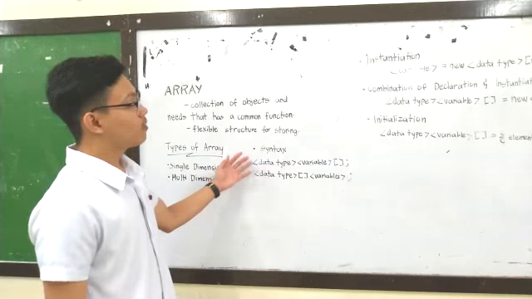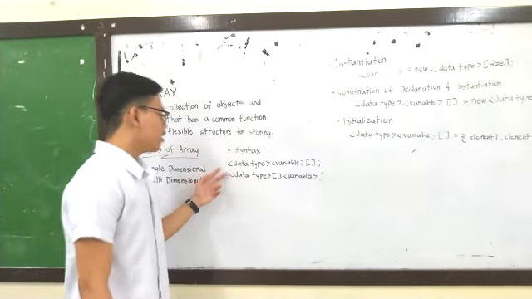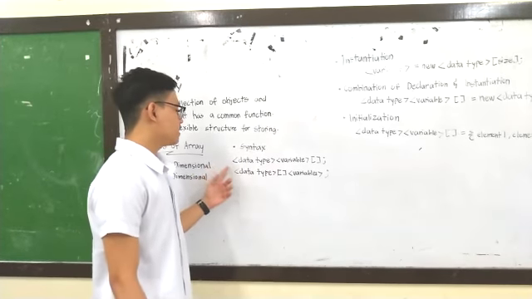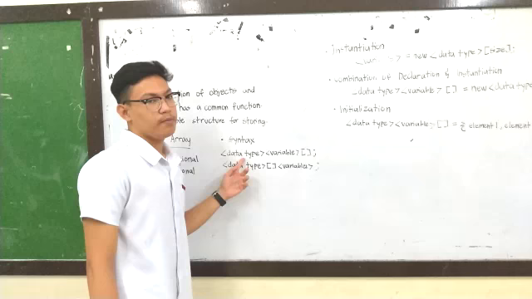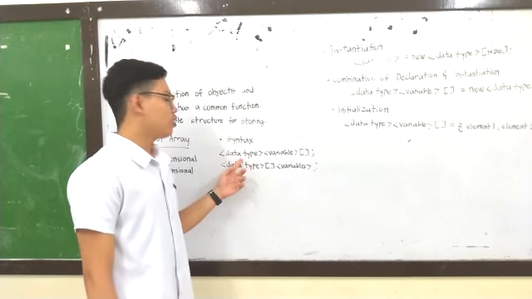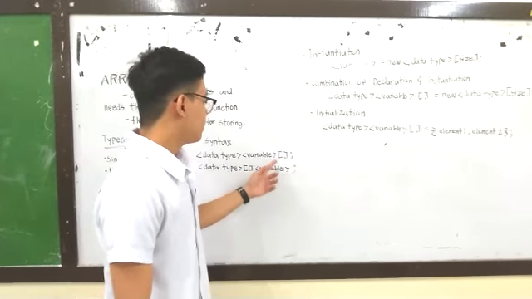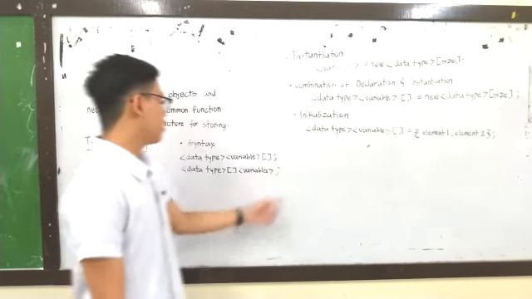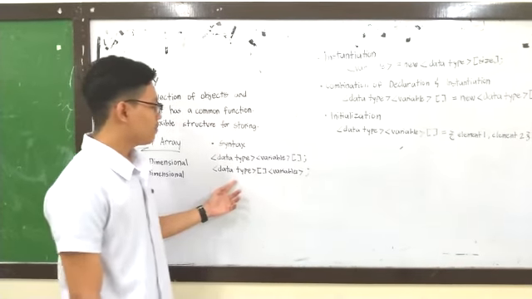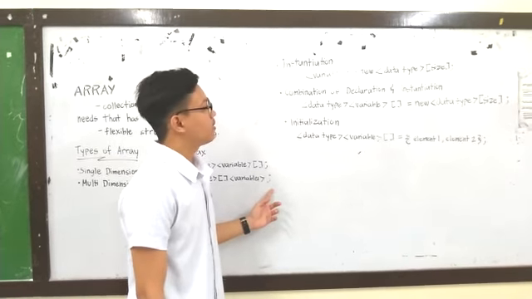Single dimensional, ito po yung mga possible codes na pwede makita sa program. First is syntax. There are two ways in putting syntax. First is data type, which is int, string, character, or double, and the variable depends on the user. Next is open and close bracket, ends with semicolon. And next, data type, open and close bracket, variable, and ends with semicolon.